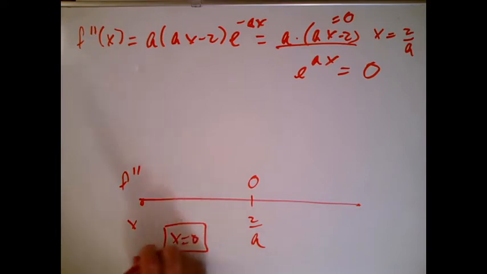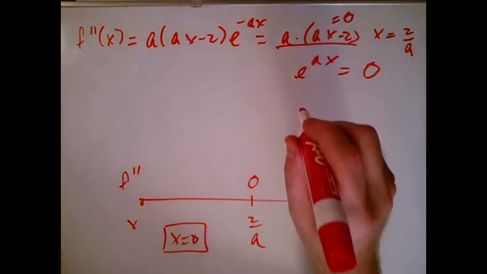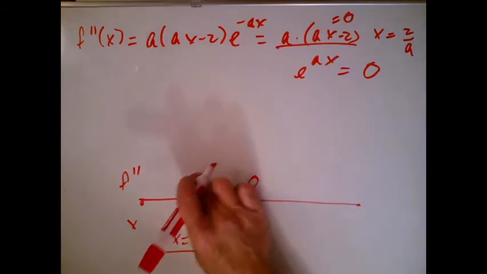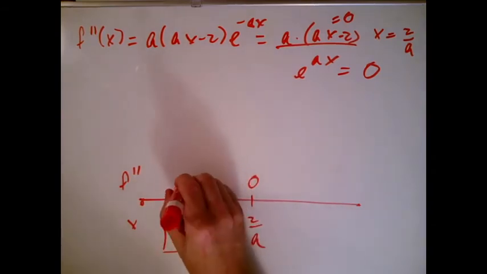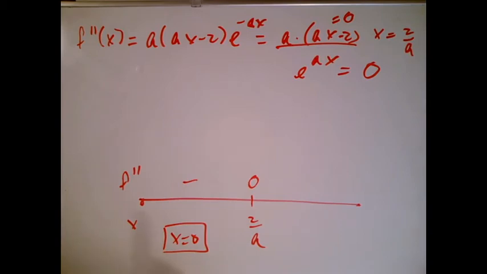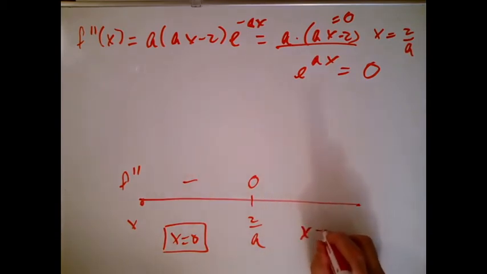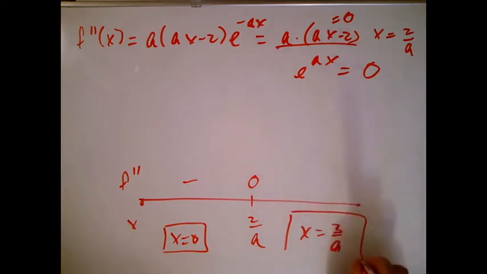Let's do that. When I put in a 0 in for x, I get negative on top. I get positive on bottom. Oop. And that's going to give me a negative fraction. I need a number bigger than 2 over a. How about 3 over a? This is just remembering this from algebra. This is how sign charts work.